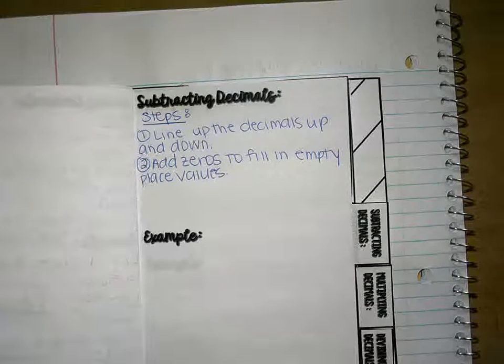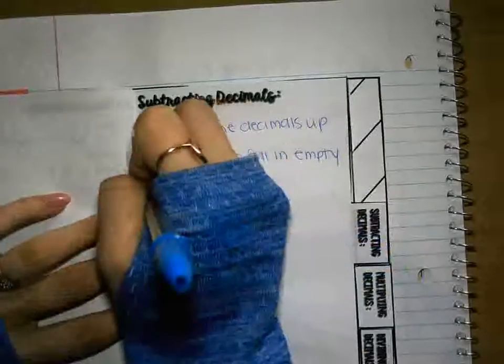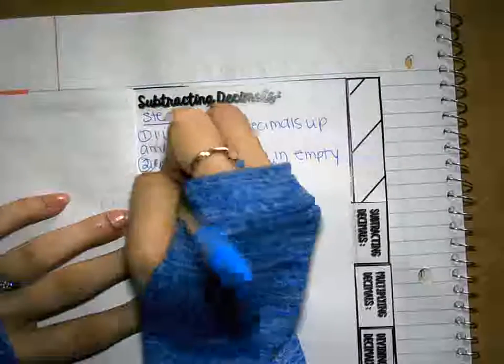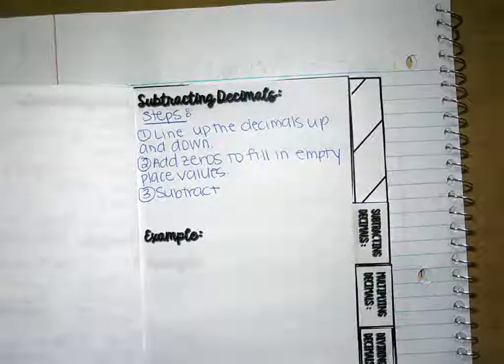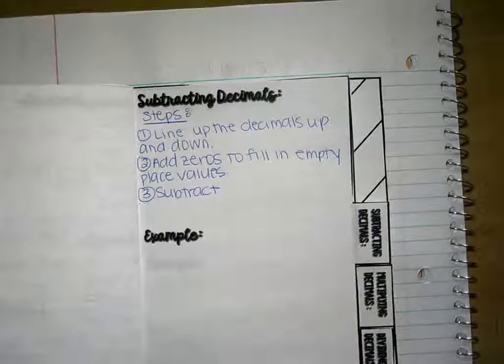For adding decimals, guys, what's step 3? Add. What do you think step 3 is going to be here? Subtract. So the difference between adding and subtracting is adding you add, subtracting you subtract.